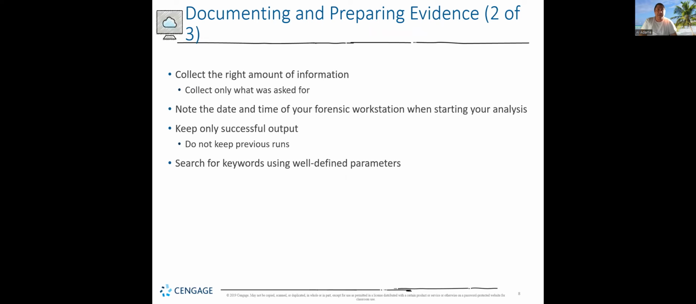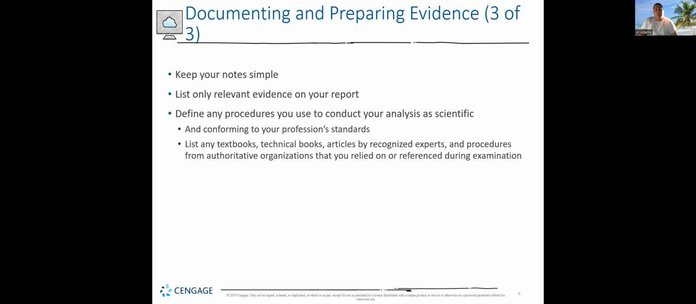So if you have to run something 10 times and on, like, let's say the 10th time it came up exactly the way it needed to come out to match up with what they're trying to say, and that's exactly how it happened, just use that one. Don't use the other previous 9. Search for keywords using well-defined parameters. Keep your notes simple. List only relevant evidence on your report.